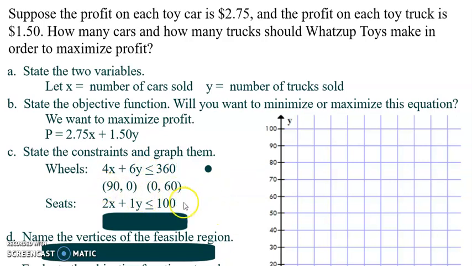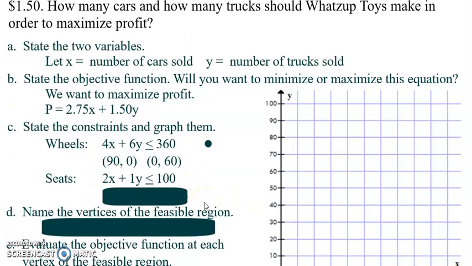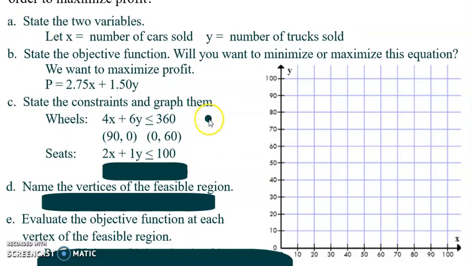So my x-intercept is 90, my y-intercept is 60, and I'm going to graph those 2 points. 90, 60. I want to be as accurate as possible because my constraints are going to intersect, and I need to know where those vertices are.